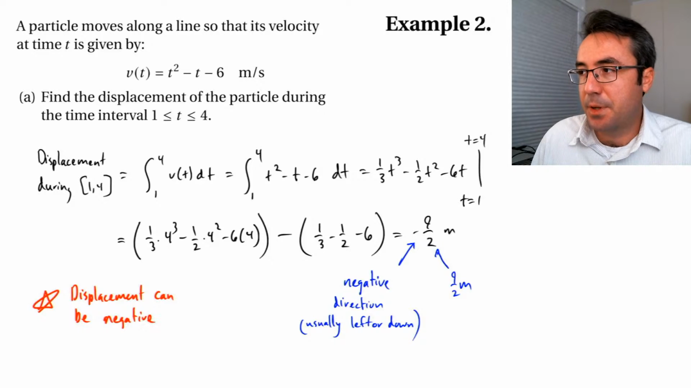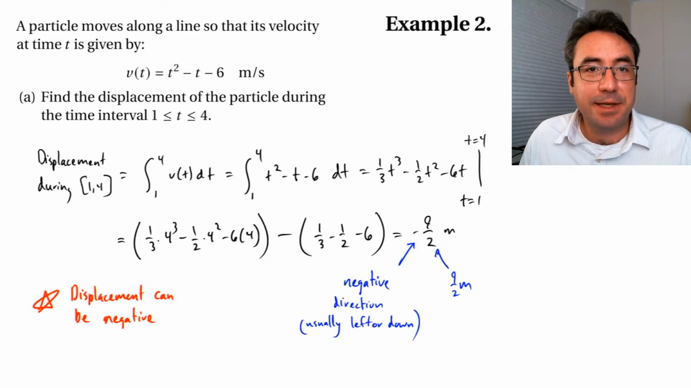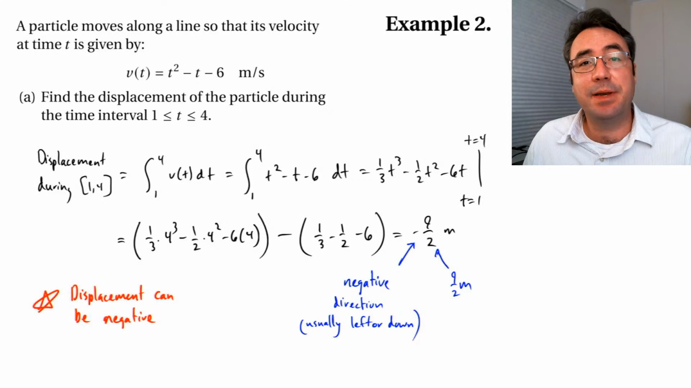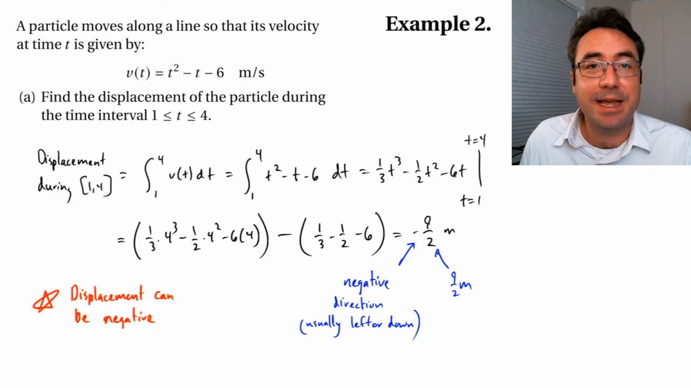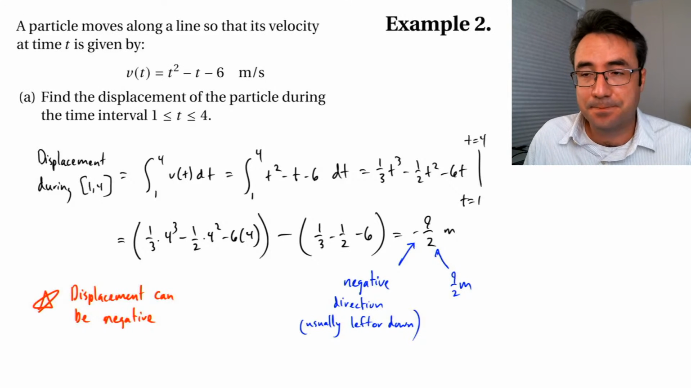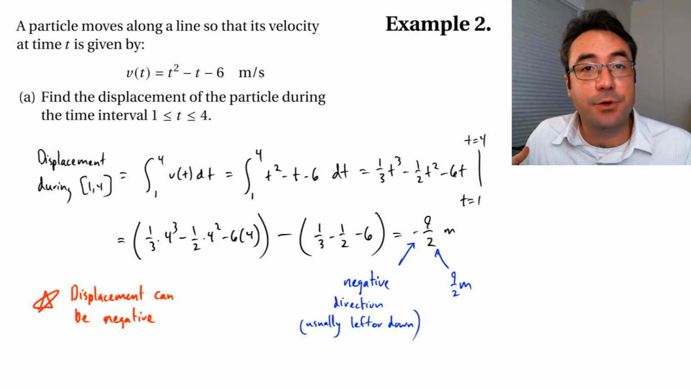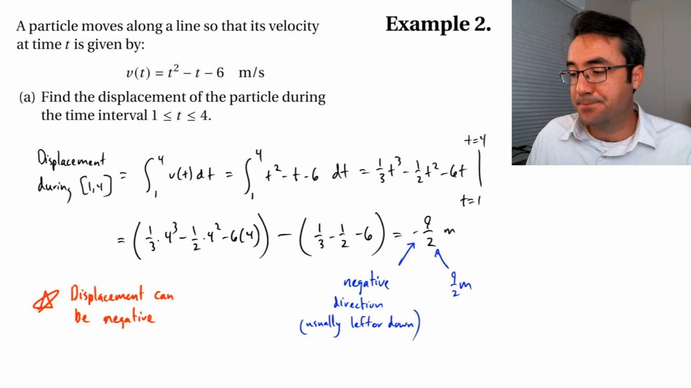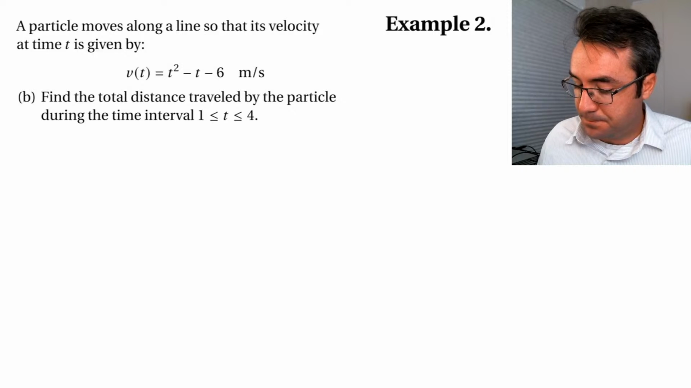That's okay. Where we run into trouble then is if we're trying to calculate total distance, which can't be negative. We can't have walked a negative distance. So distance is only measuring how far we go. It's not keeping track of the direction that we go in. But displacement does keep track of direction.